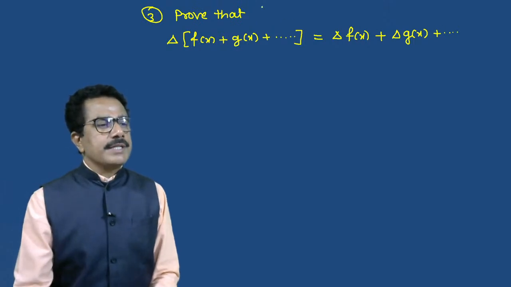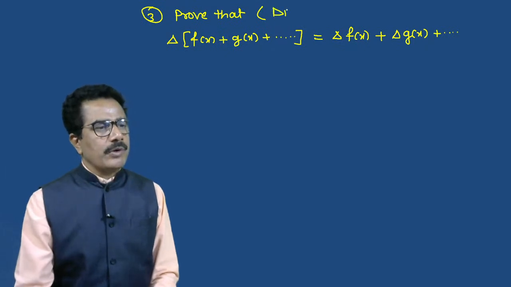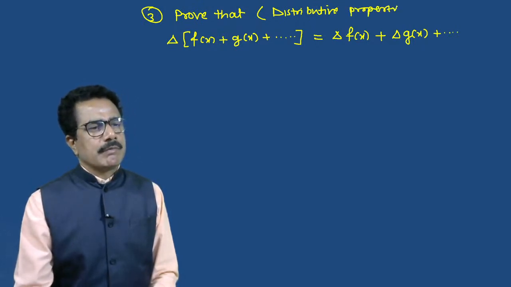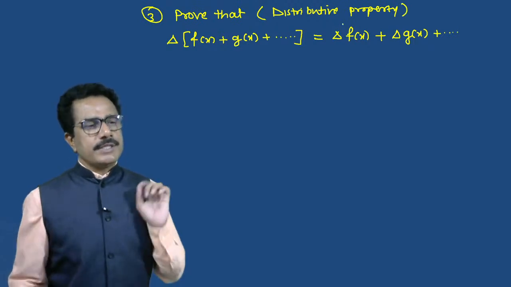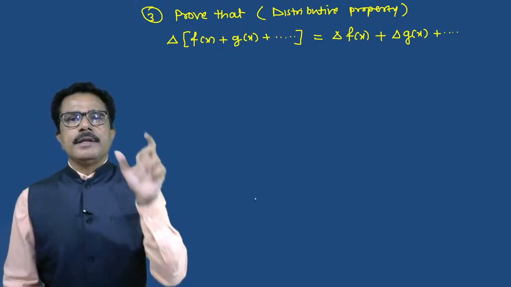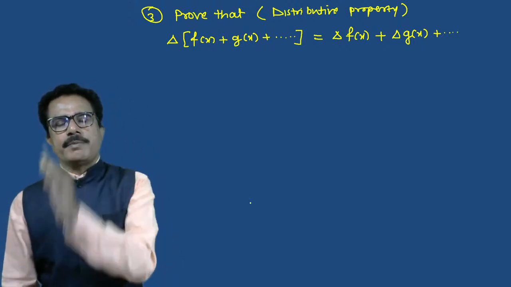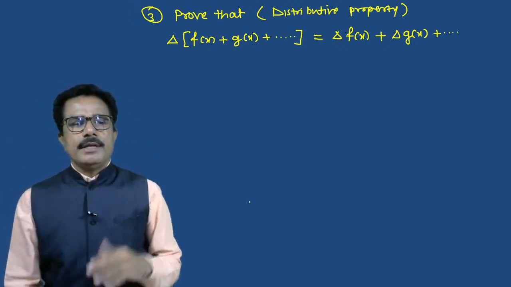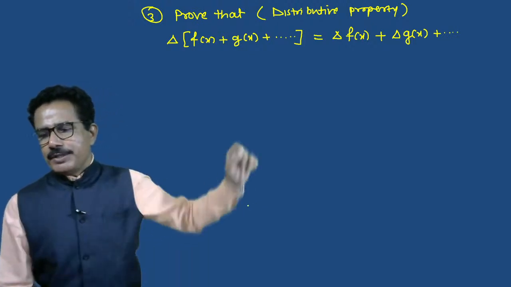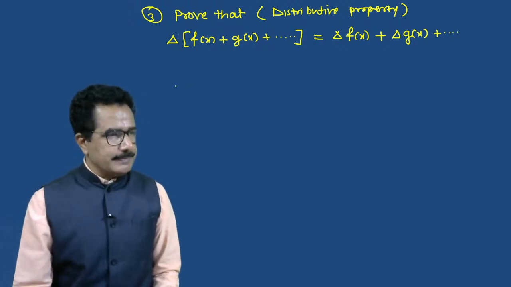It is also called the distributive law. We can say that this is the distributive law property. We have to prove this distributive property. It means delta of the addition of different functions, that is f of x plus g of x plus k of x plus h of x, whatever they may be, then we can separate the delta. That means we have to prove this distributive property. Chalo, we can write this.